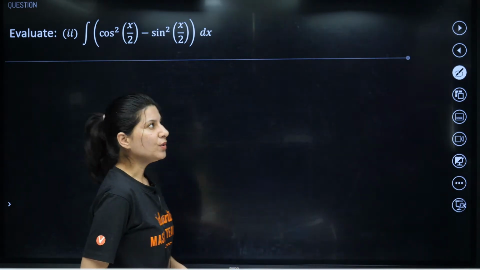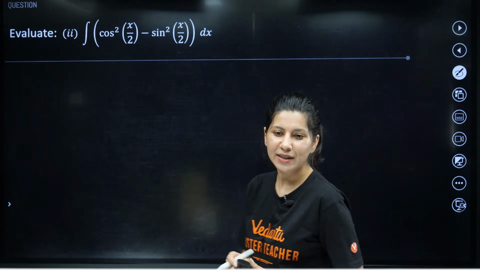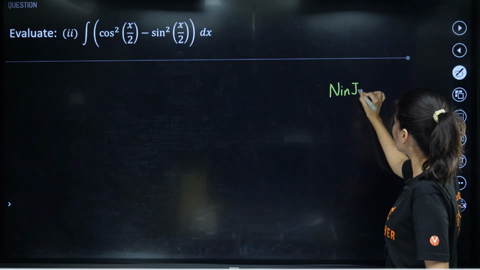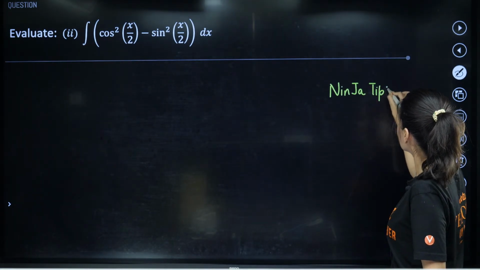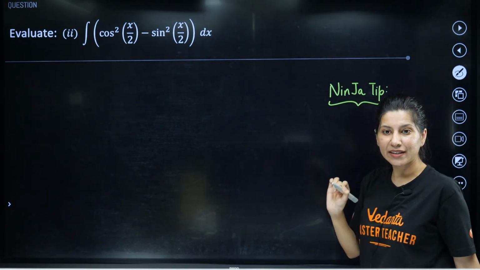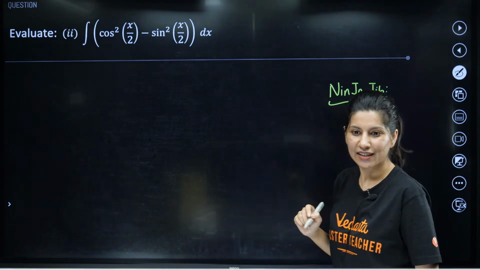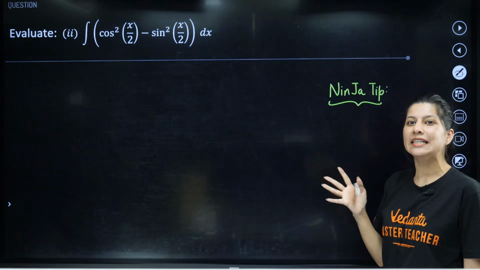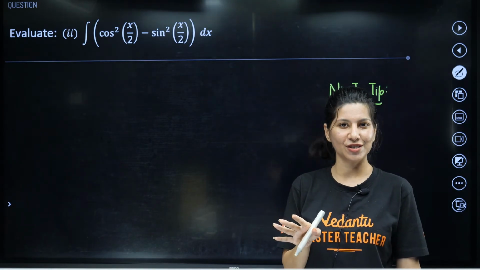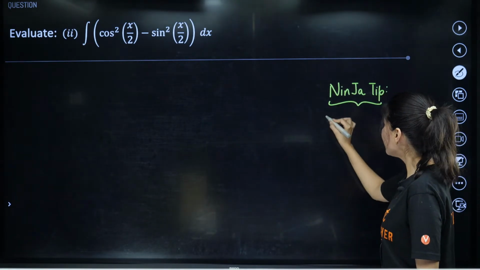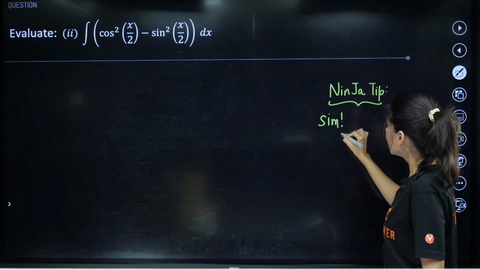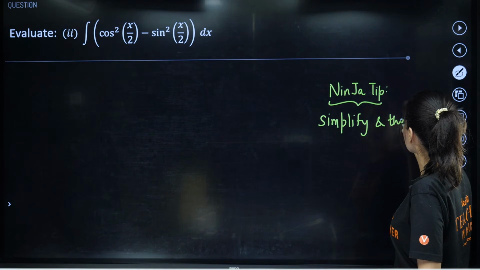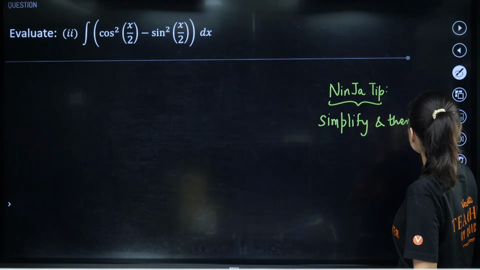Okay. So first of all, ninja tip of the day. Integration tip. By the way, this is an integration. So the ninja tip says that never rush in integrating. In integration, never rush. So simplify first. Simplify and then integrate. Integration will be the last step.